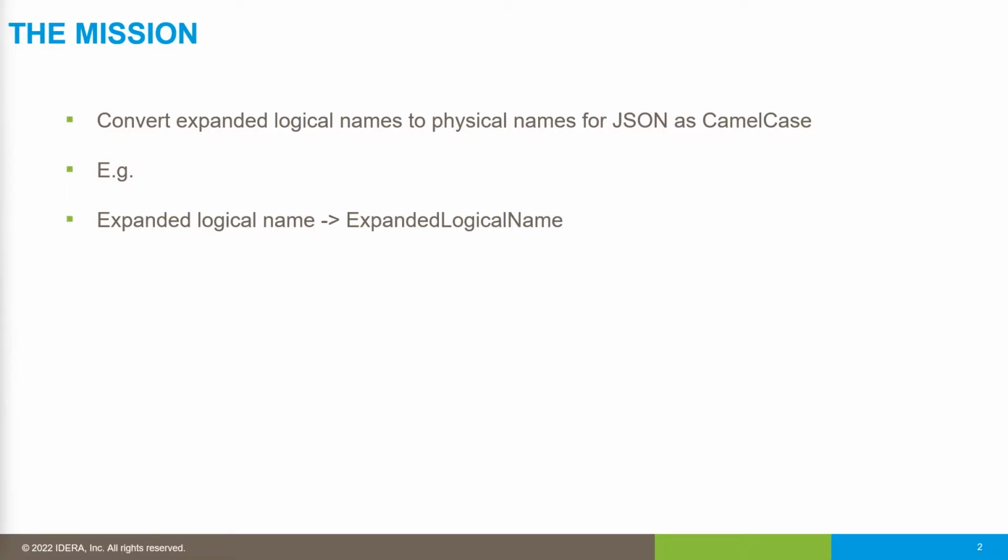So a little example here: expanded logical name in the logical, and then on the right, there's our CamelCase. So each word starts with a capital letter and there's no spaces. So how do we do this?